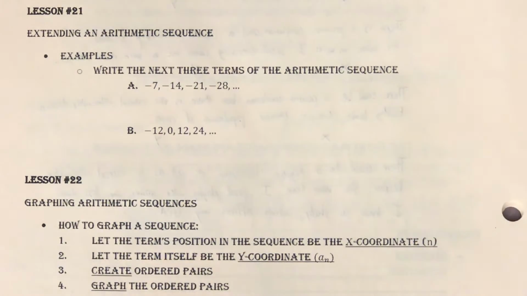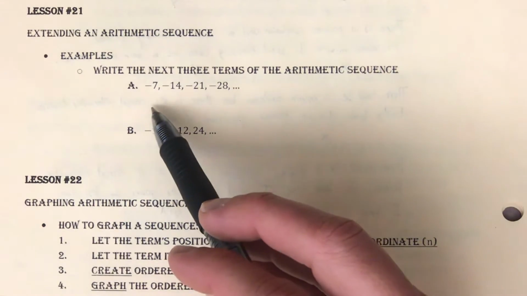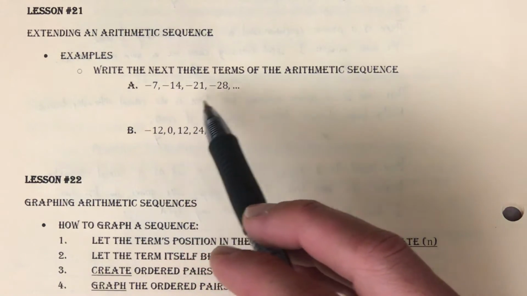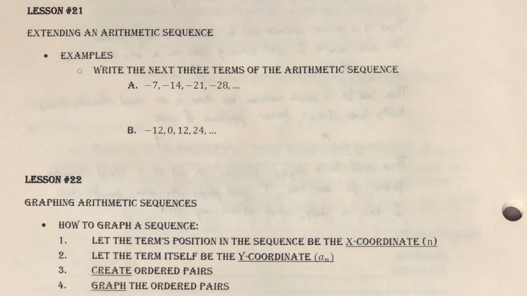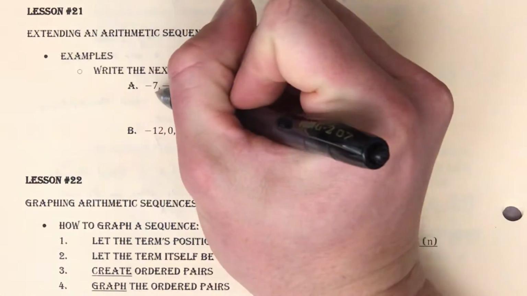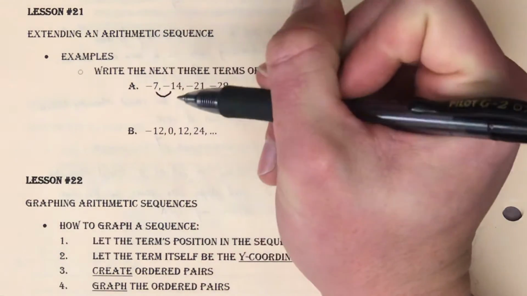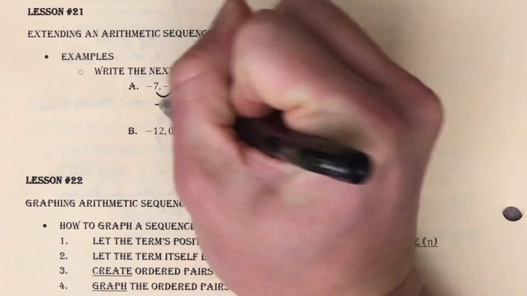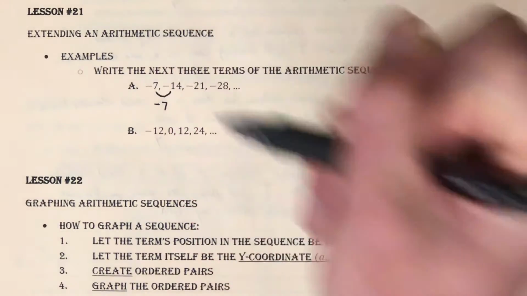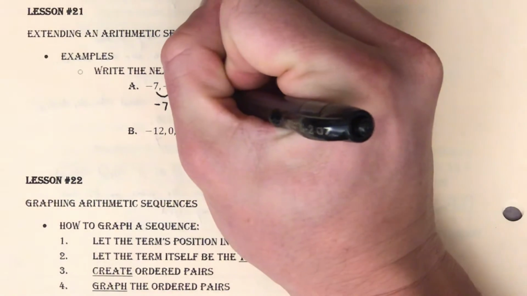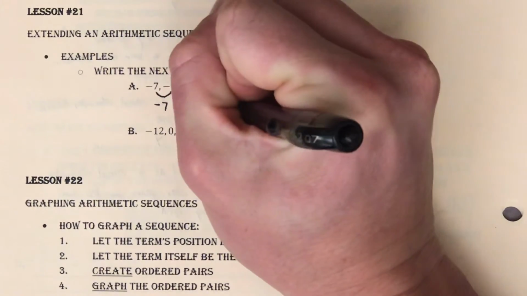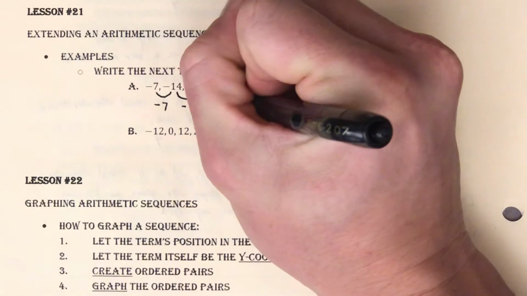In example A, it's telling us to write the next 3 terms of the arithmetic sequence -7, -14, -21, -28. In order to write the next 3 terms, I need to know what's happening from the first term to the second to the third to the fourth, and so on. What I notice is that from the first term of -7 to the second term of -14, they subtracted 7, because -7 minus 7 becomes -14. From the second term to the third term, they again subtracted 7. And from the third term to the fourth term, they did the same thing.